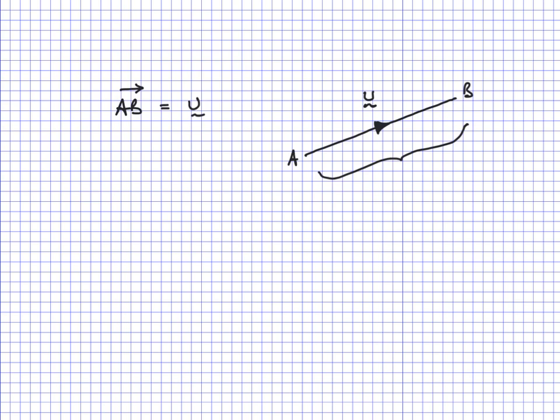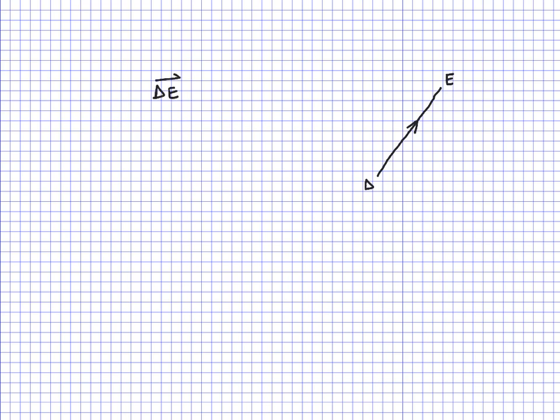So, here is a vector here. I'm going to call that DE. Now, what I'm going to do is to make DE the hypotenuse of a right angled triangle. And the reason I'm doing that is because I want to work out how we get from D to E.